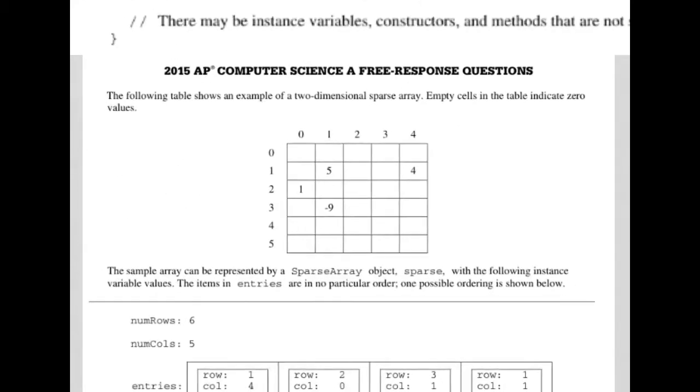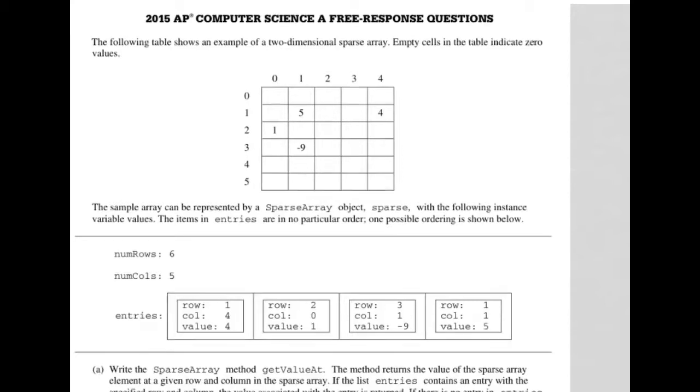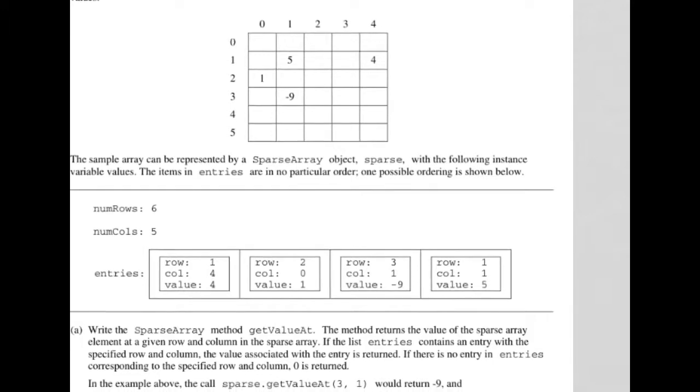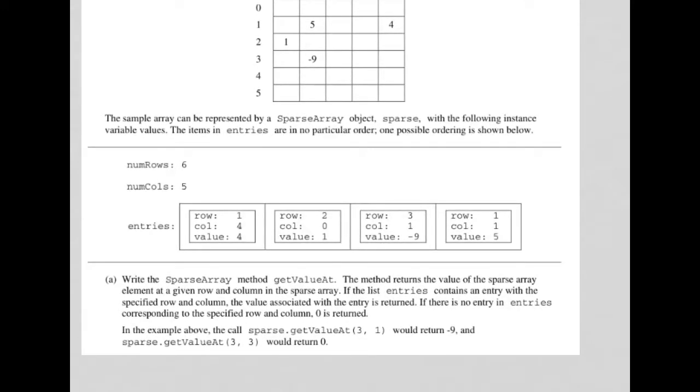Okay, continuing on. The following table shows an example of a two-dimensional sparse array. Empty cells in the table indicate 0 values. But remember, they're not stored. There's just nothing there. So what happens? The sample array can be represented by SparseArray object sparse with the following instance variable values. Okay, that's great.